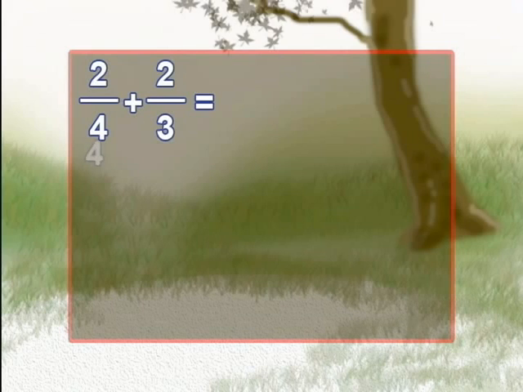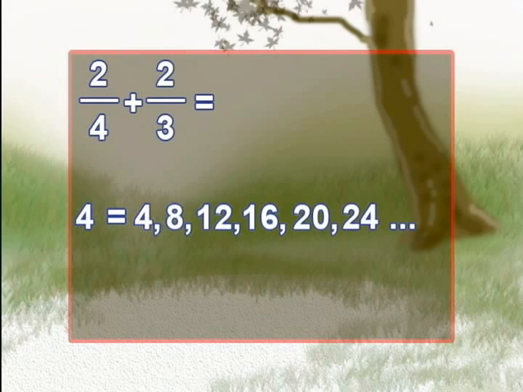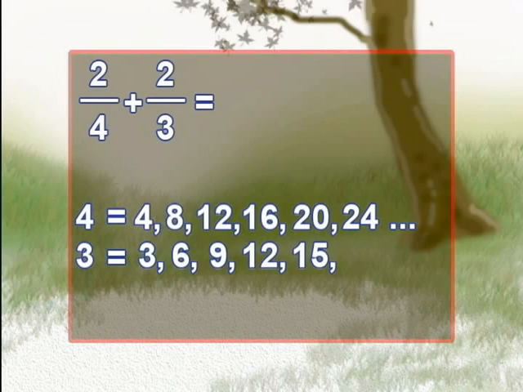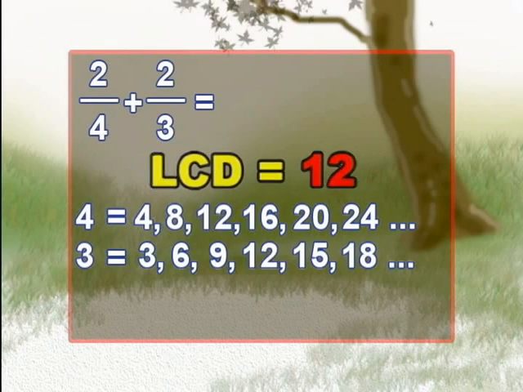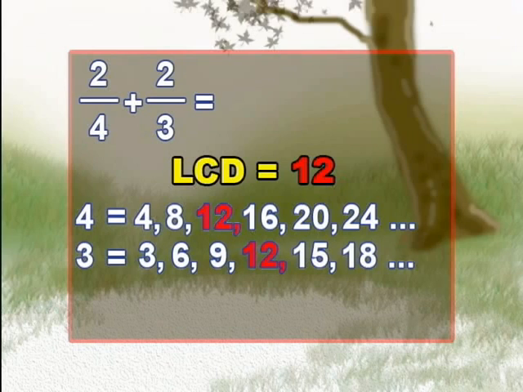First, we deal with 4 and try to list down its multiples. The multiples of 4 are 4, 8, 12, 16, 20, 24, and so on. Then, we list down the multiples of 3. These are 3, 6, 9, 12, 15, 18, and so on. We see that among the numbers listed, 12 is the smallest number that is common to both 3 and 4. So, we need to write 12 as the denominator for both fractions.